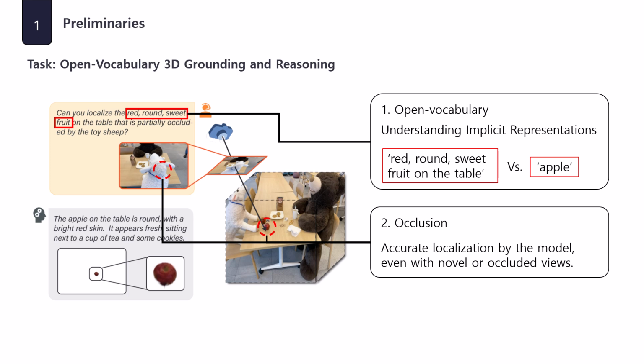Second, dealing with occlusion in 3D space. The goal here isn't just 2D image understanding. We want the model to comprehend the 3D space, much like humans do, based on images from multiple viewpoints. This is crucial because in a given view, an object might be partially or even fully occluded. However, if the model has seen that object from a different angle during its training or scene reconstruction phase, it should still be able to accurately localize and reason about it. The slide highlights this with the accurate localization by the model, even with novel or occluded viewpoints.